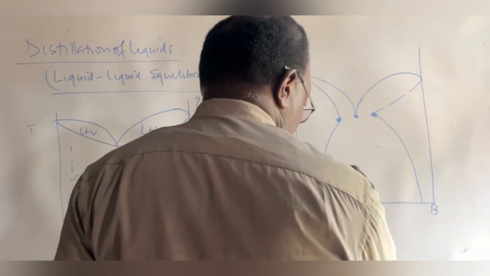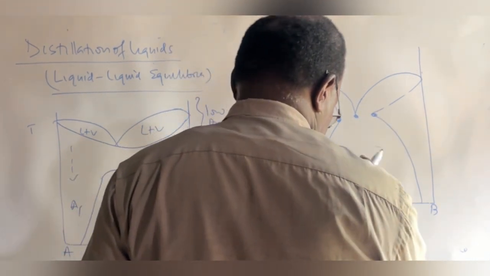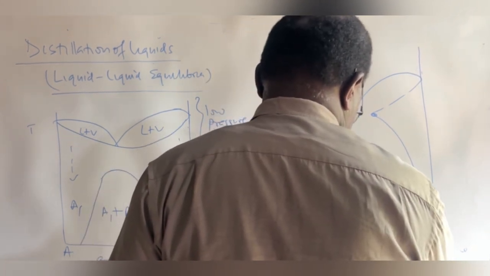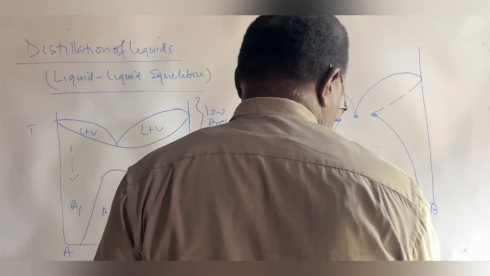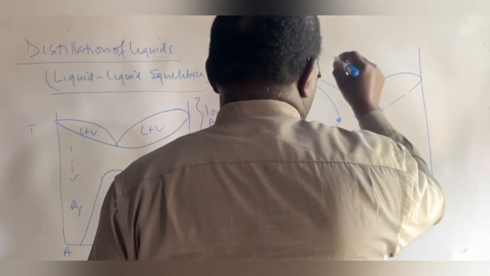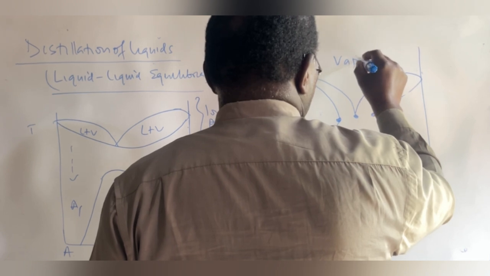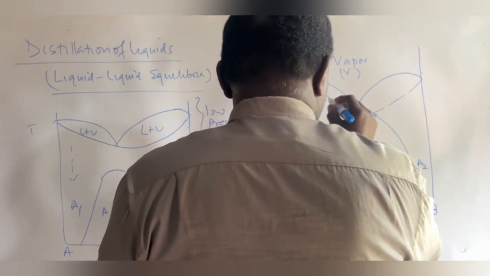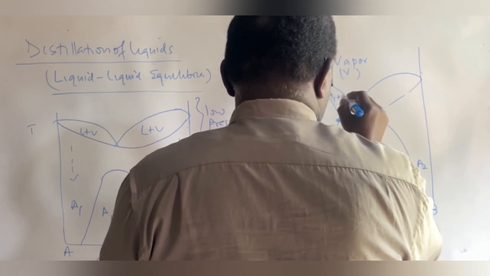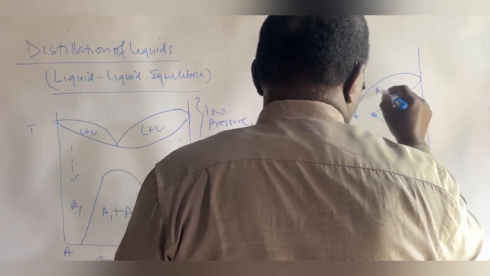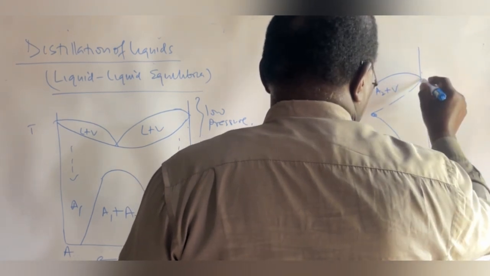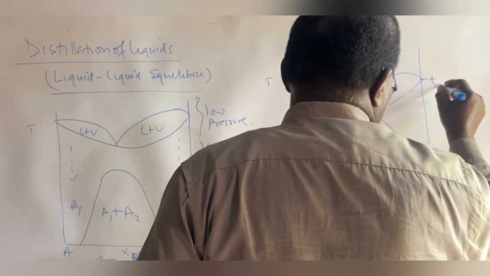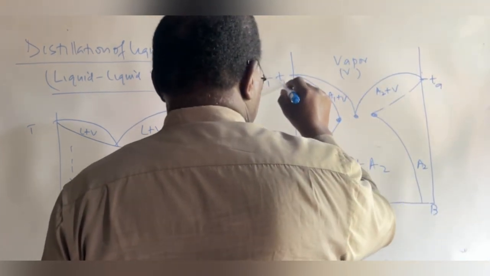You see what I mean? So we have A1 plus A2, you have vapor, you have of course A1, this one, plus vapor. And here we have A2 plus vapor. Let's say that's temperature, let's call this temperature TA, and let's call this temperature TB.